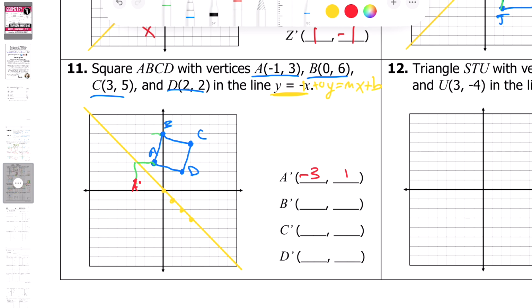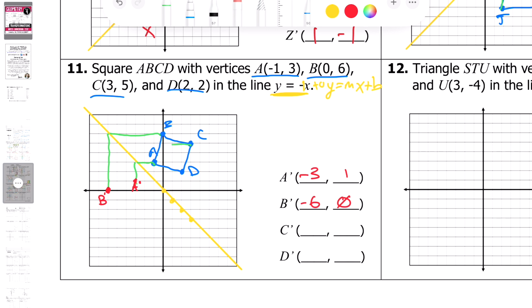All right. So B is 1, 2, 3, 4, 5, 6 away. So we're going to go 1, 2, 3, 4, 5, 6. So here I'm going to go right on here, B prime. So now I'm going right over to 6. I'm not going up or down. So I'm going left 6 and then 0.